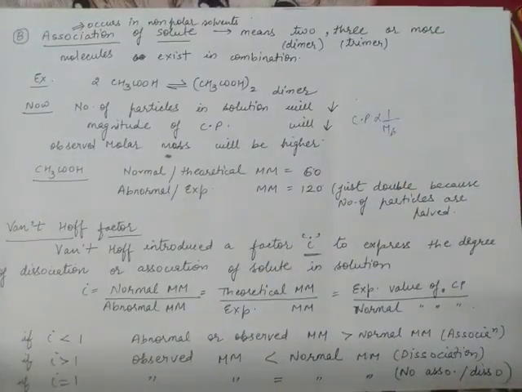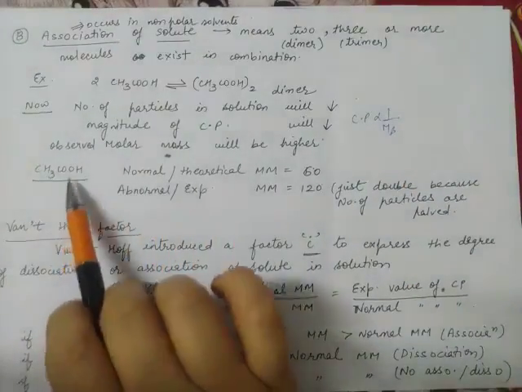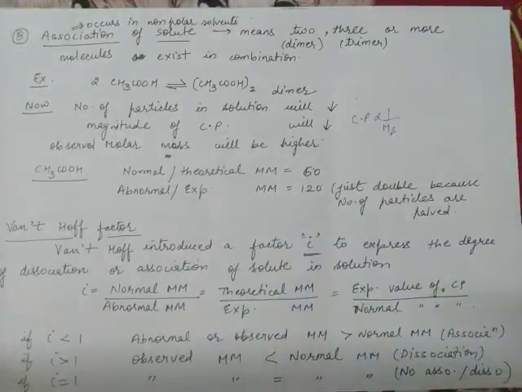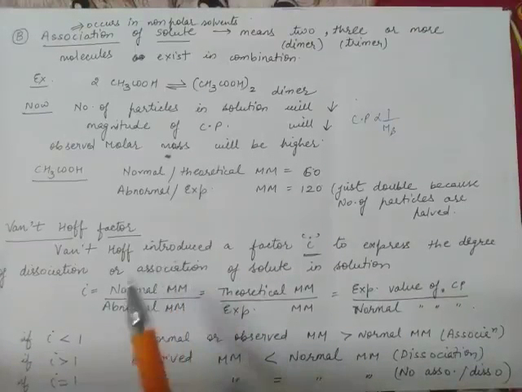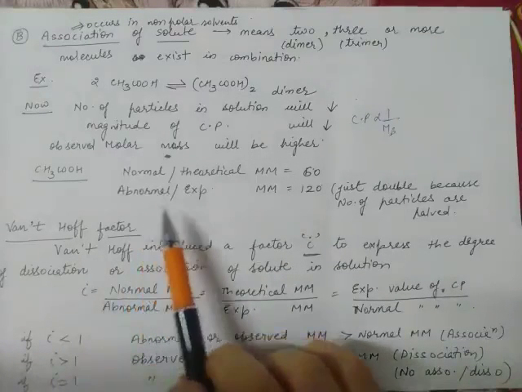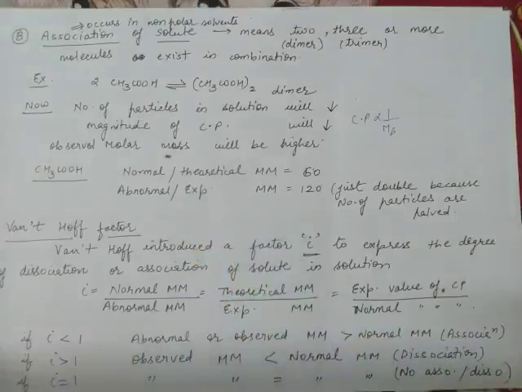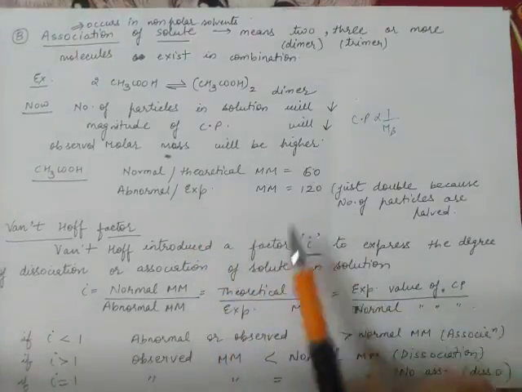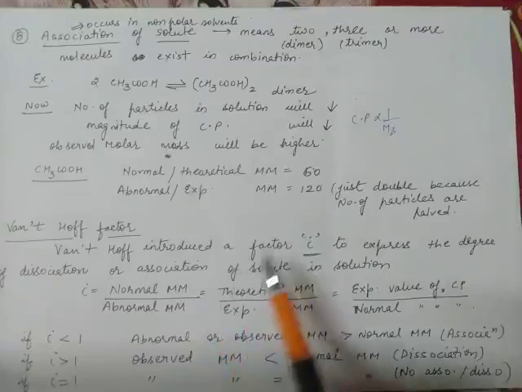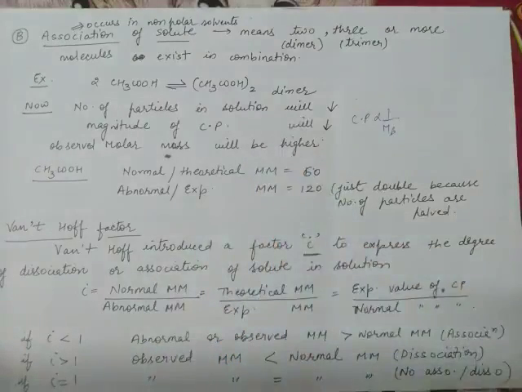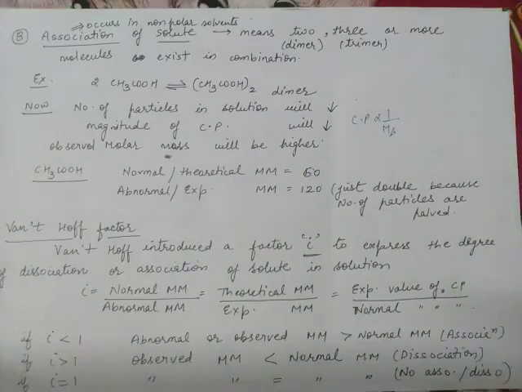Clear? Now, what is the normal or theoretical molar mass for acetic acid? It is 60. But if I calculate the molar mass from the colligative property, that is my abnormal or experimental molar mass, it will be 120. Now it is just double. Why is it just double? Because the number of particles is exactly halved here. And this is known as abnormal molar mass. So when dissociation is there, the molar mass is less than the actual value, and when association is there, the molar mass is more than the actual value.